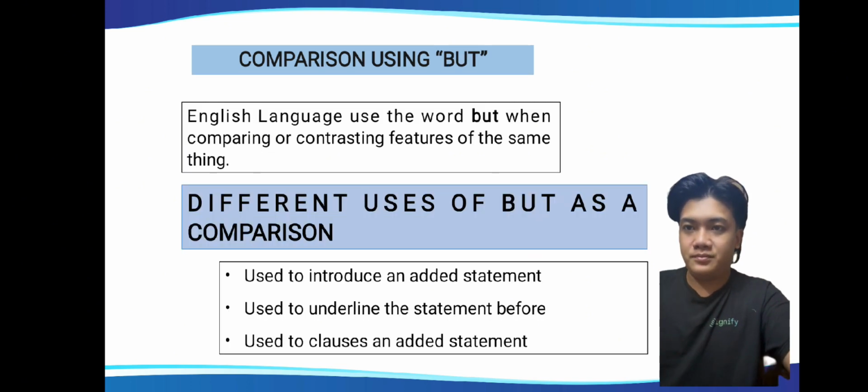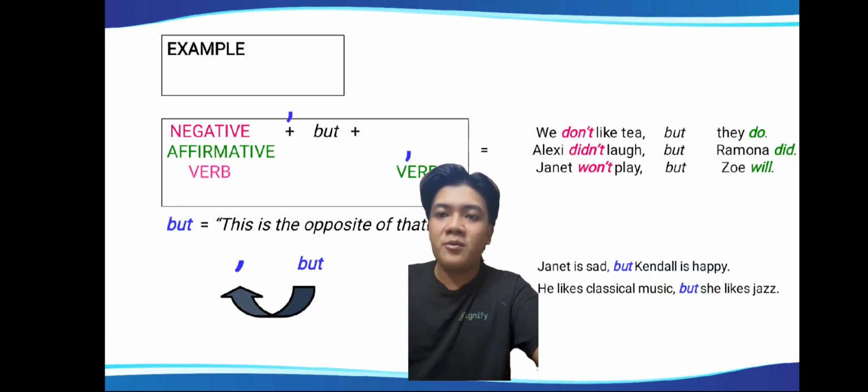Comparison using "but". The English language uses the word "but" for comparing or contrasting features of the same things. Different uses of "but" in a comparison: used to introduce an added statement, used to underline the statement before, used to close an added statement. Example: negative verb plus but plus affirmative verb.